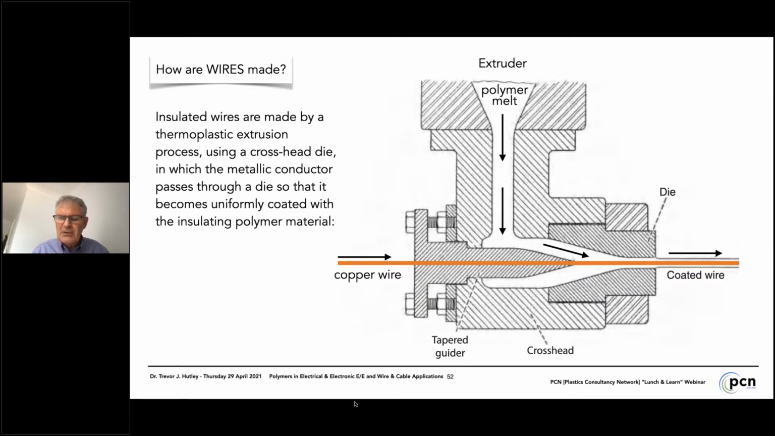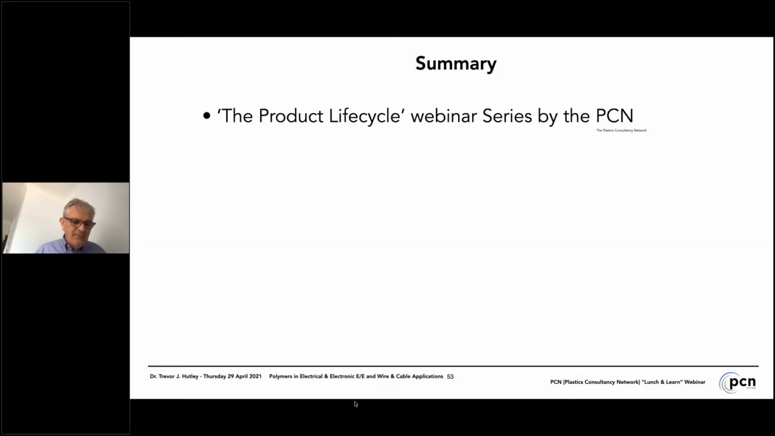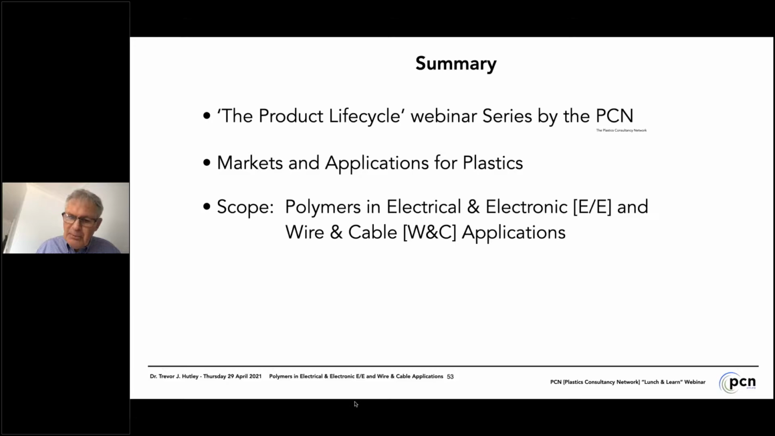It's well-established technology. It's been used for many decades to produce insulated, coated aluminium and copper wires. So a little bit about how the wires were made. And that kind of brings me to the end of this very short webinar. We've looked at the product life cycle. We've looked at markets and applications for plastics, with a particular focus today on some electrical and electronic applications and wire and cable applications, particularly in power transmission.